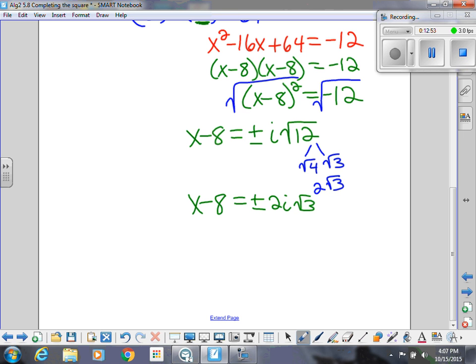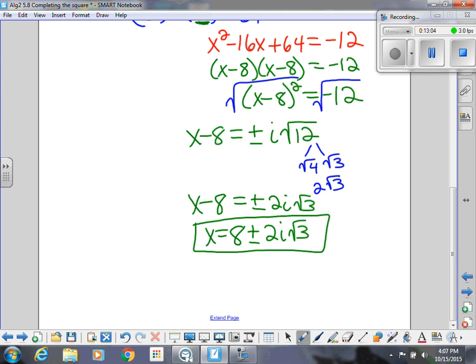And our last step, add that 8 over to the other side. All right, so that is completing the square, and all we're doing is using that to solve. So it gives you an idea of completing the square. We will do a lot more examples in class.